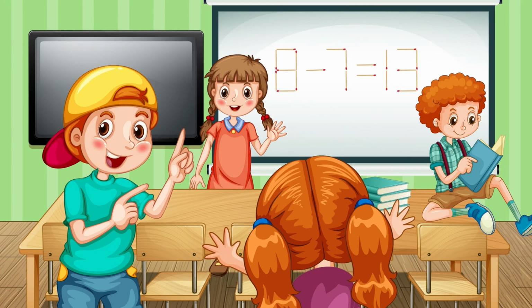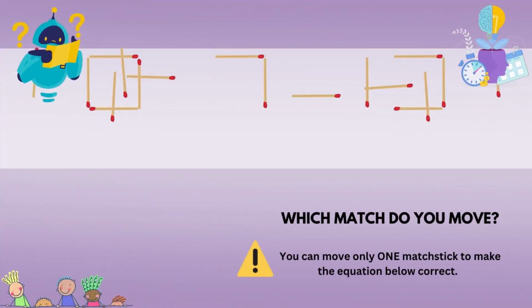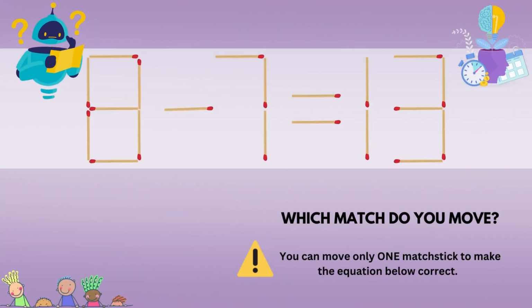Let's do another matchstick riddle, shall we? The other one was a bit easy. Let's try something more challenging. 8 minus 7 equals 13. Couldn't be more wrong. Which matchstick are you going to move to correct this equation?